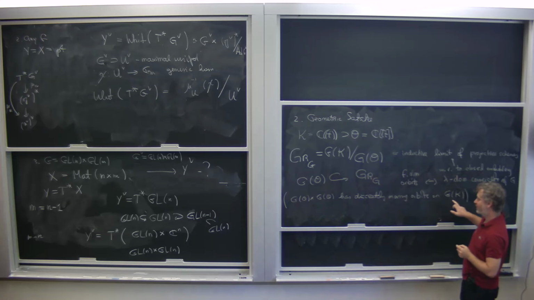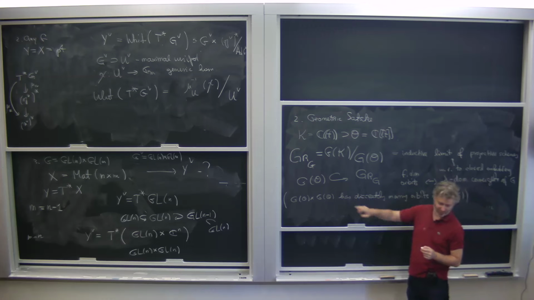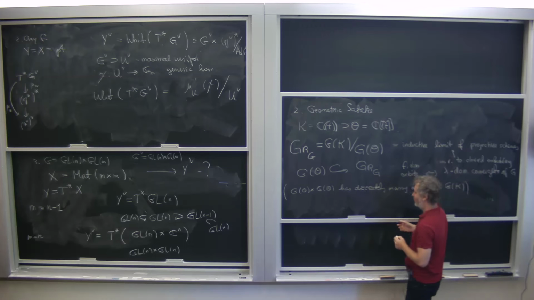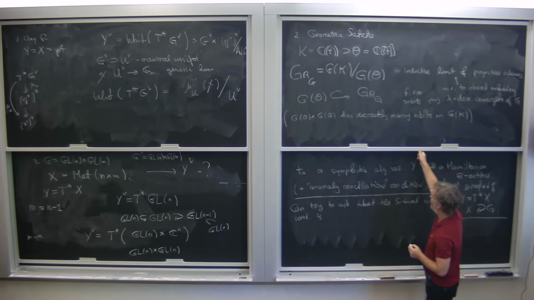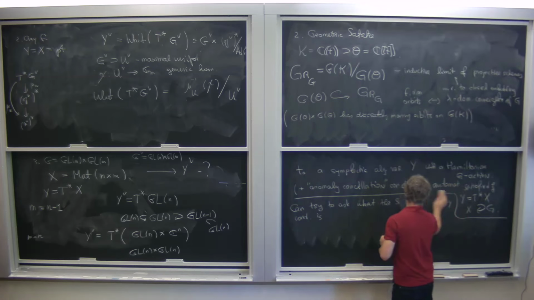So this condition turns out to be equivalent to the condition that G is a spherical variety with respect to G times G. But this we'll discuss later. And so then there is this geometric Satake.